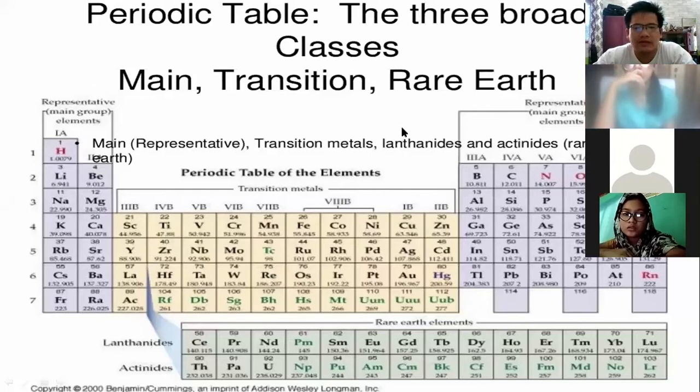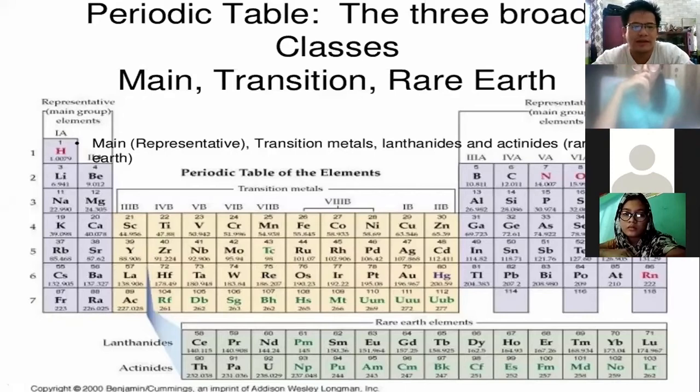Then next we have the rare earth elements. The rare earth elements are your lanthanides and the actinides. Because of different properties in this row, we have the lanthanide series and the actinide series. Lanthanide series starts from cerium and goes up to lutetium. Actinide series starts from thorium and goes up to lawrencium.